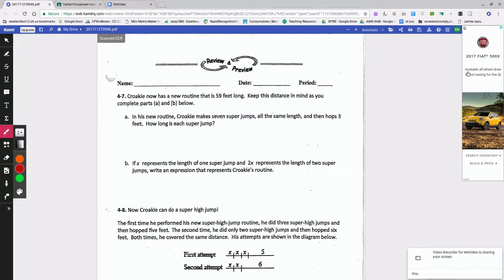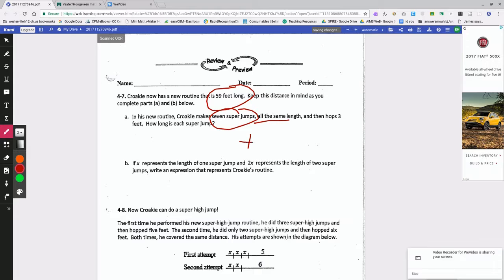All right, going over tonight's homework. First question here, 4-7. Similar to what we were doing in class today. Remember that Croaky is jumping 59 feet. So in his new routine, he's doing 7 super jumps, and they're all the same length. Then he will hop 3 at the end. So how long is each super jump?